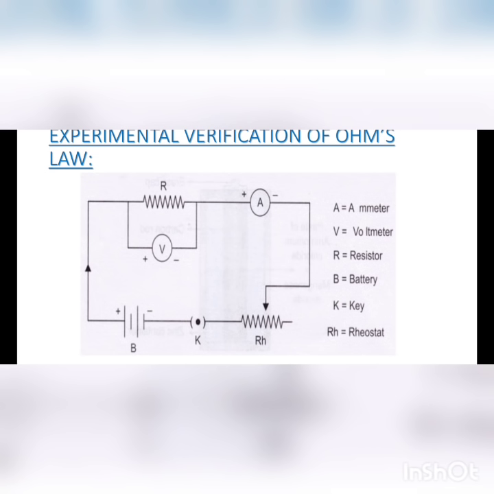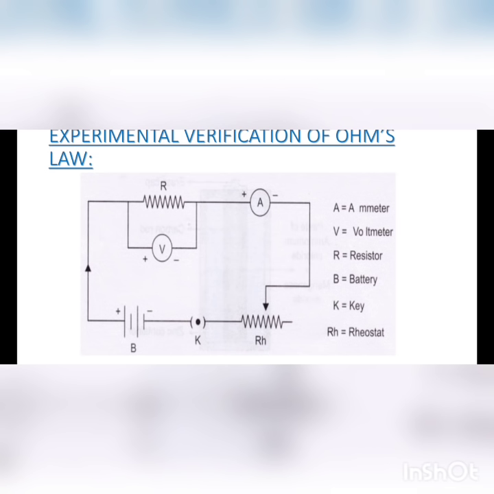Ammeter is to measure current. Now the negative terminal of this ammeter is connected to one terminal of your rheostat. Now rheostat is a potential divider. This rheostat I am going to use to vary the potential difference in the circuit. Across R I am going to vary potential difference, and that I am going to do with the help of this rheostat.